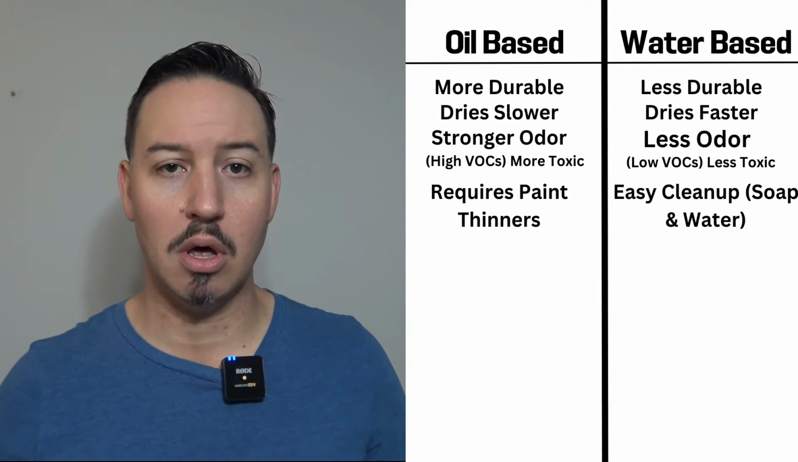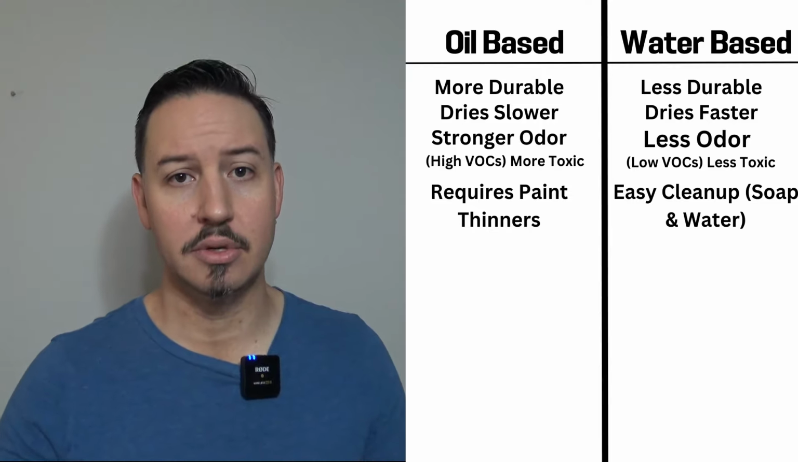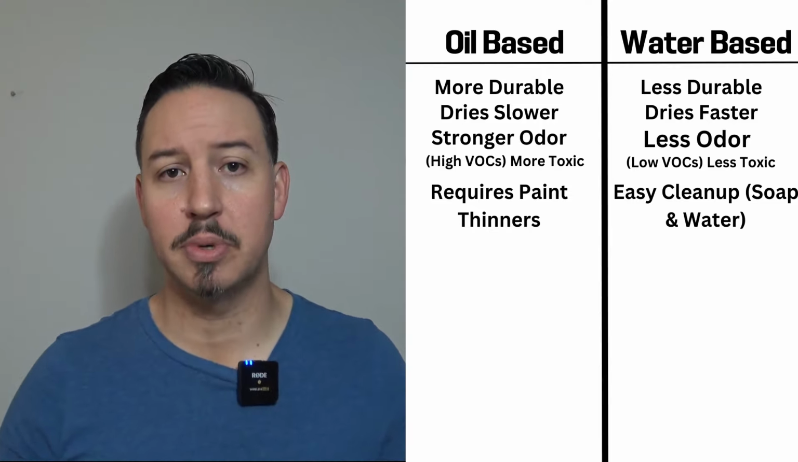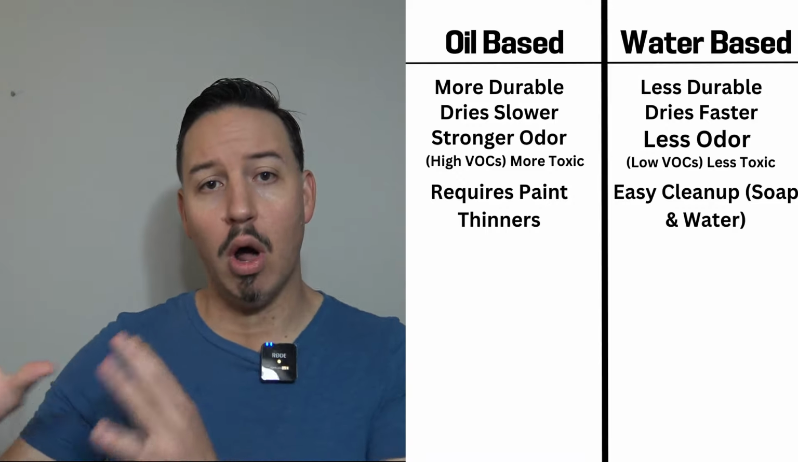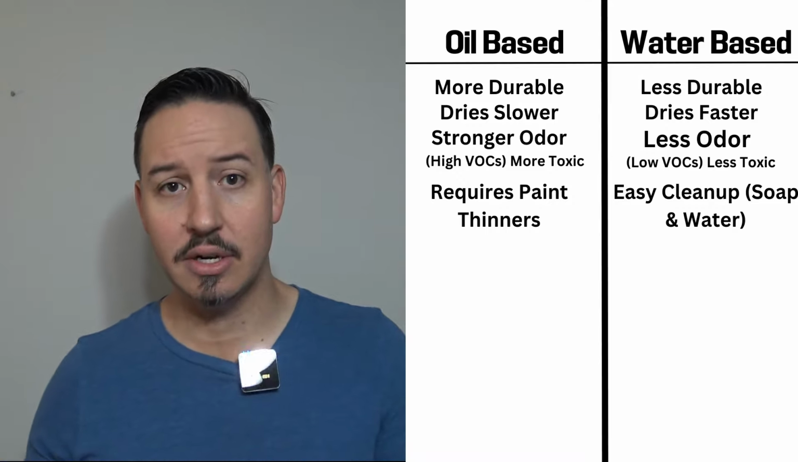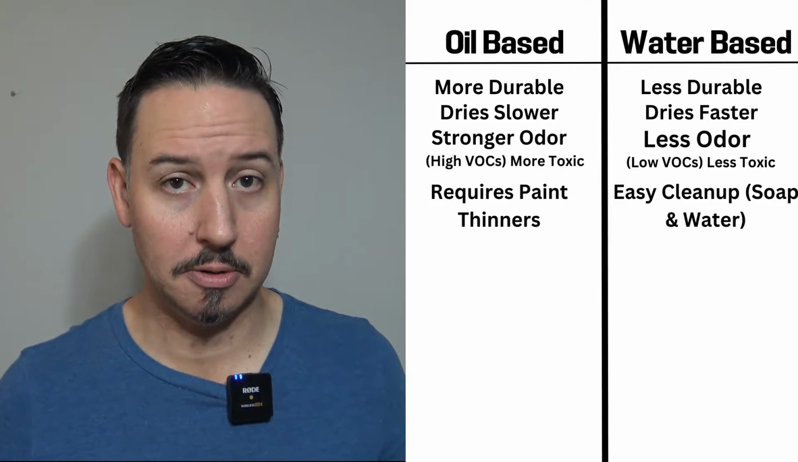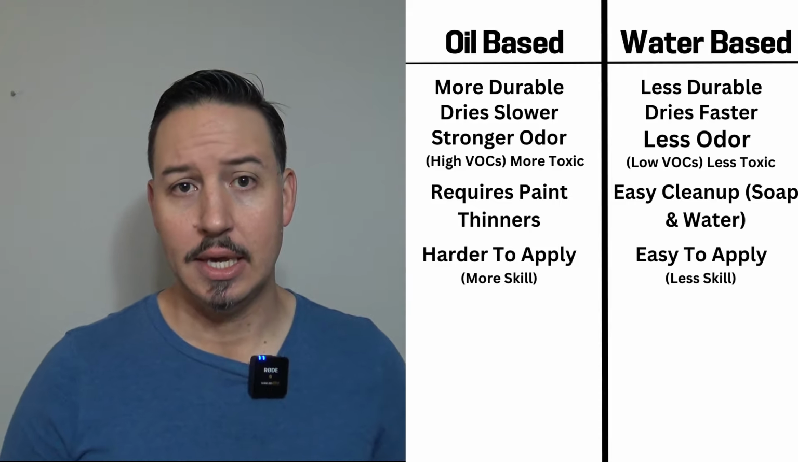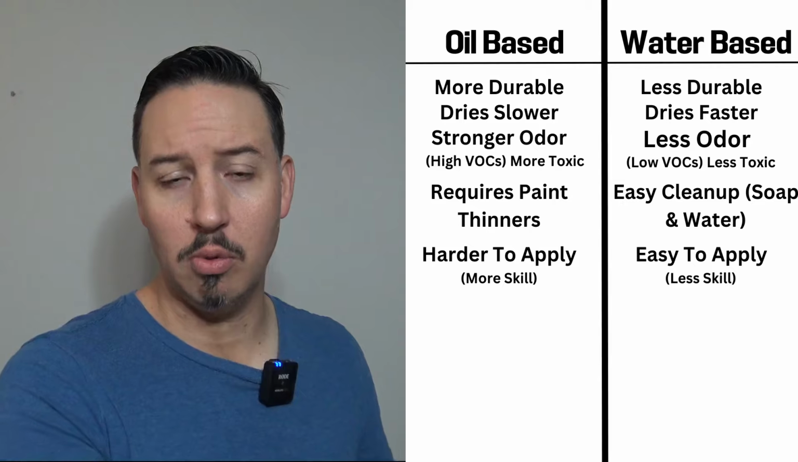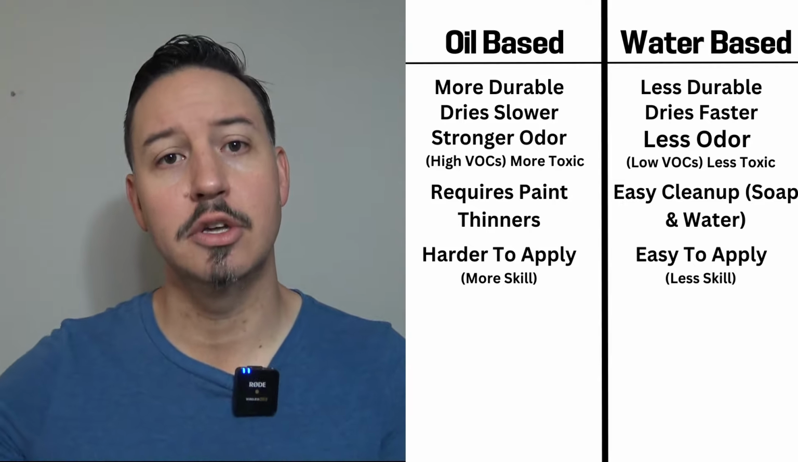Oil-based paint is also a lot harder to clean up. You need things like paint thinners. So you would use mineral spirits, things like that, to clean up oil-based paint. Water-based paint is a lot easier. You can use simply soap and water to clean up afterwards. Also, oil-based paints require a lot more skill to apply. It's a lot harder to apply oil-based, whereas with water-based paints, it's a lot easier to apply.